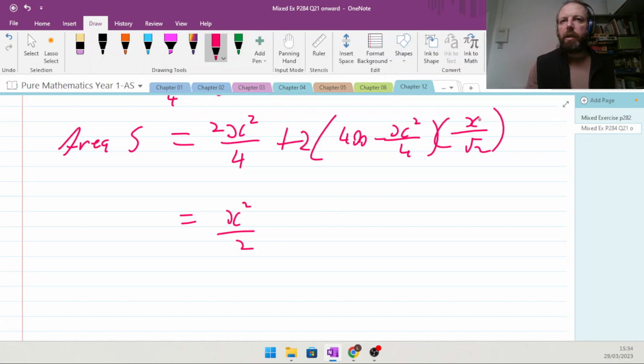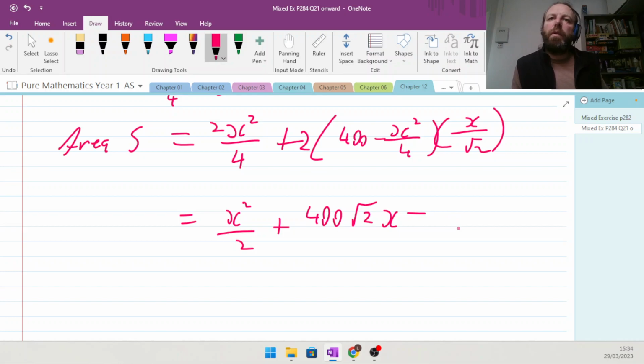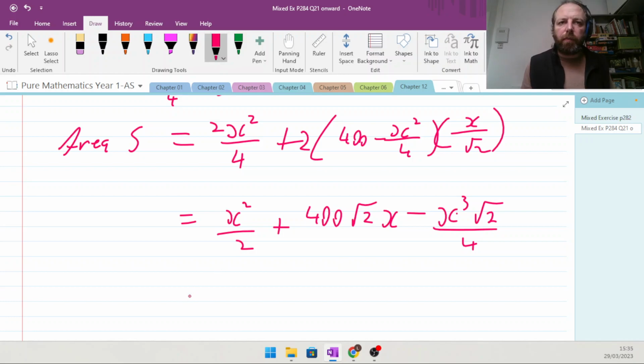So we've got root 2x, so we've got 400 root 2x minus... root 2x times that is going to be x cubed root 2 over 4. All right. Let's see what we can do with that.